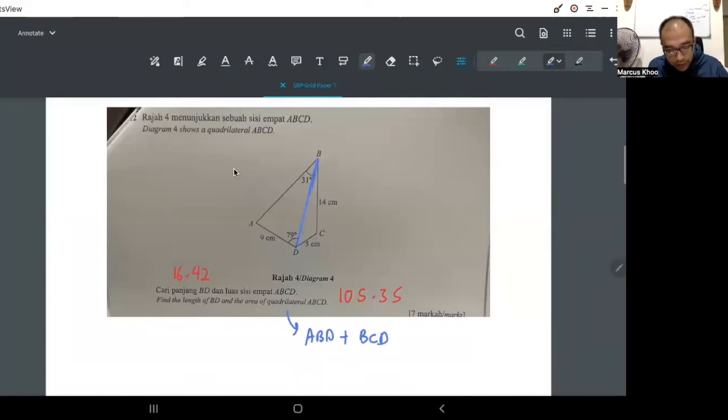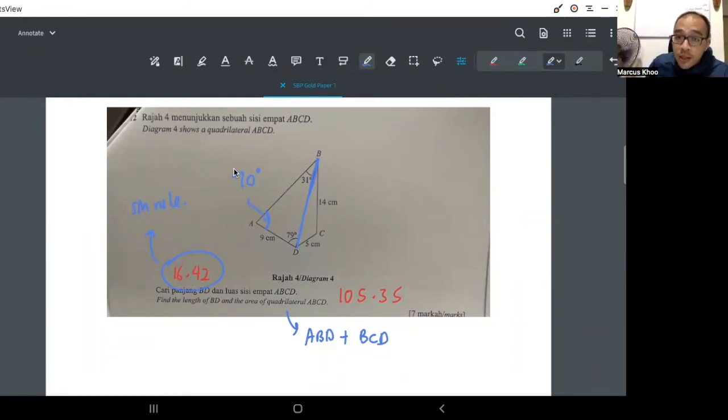Finding the length of BD, you can do by using the sine rule. You need to know how much this angle is. Since this triangle is a 180-degree triangle, you have 180 minus 31 minus 79. So you get this angle is 70. Use the sine rule and you should be able to get 16.42. Use 3 decimal places, better to use 3 decimal places.